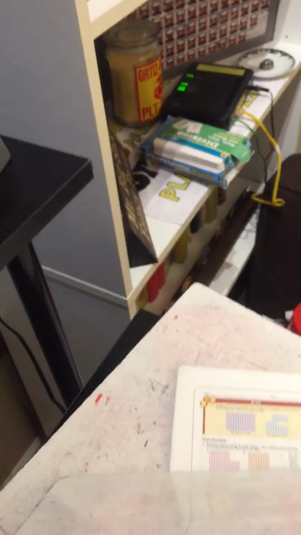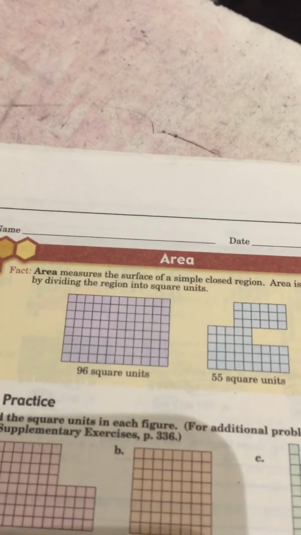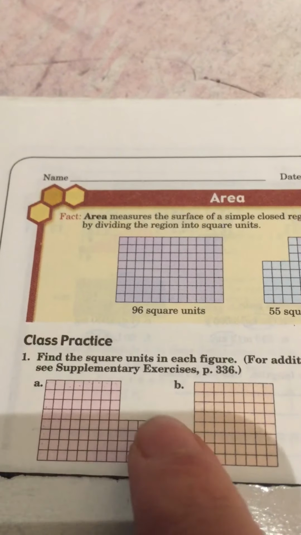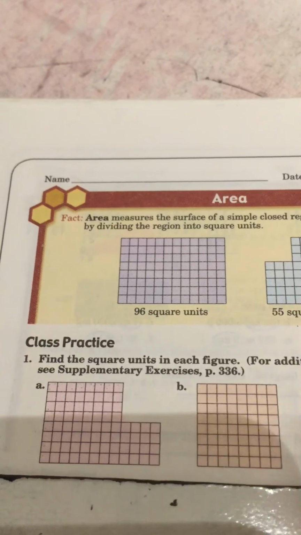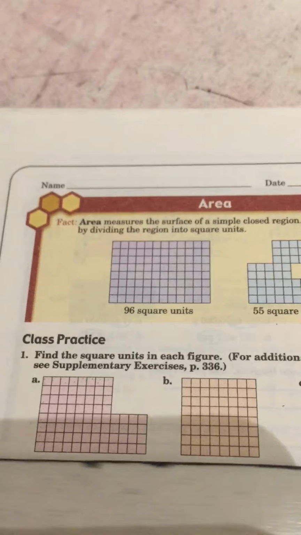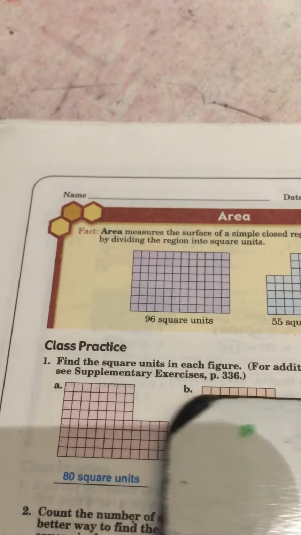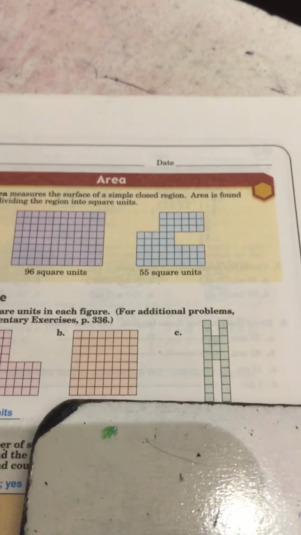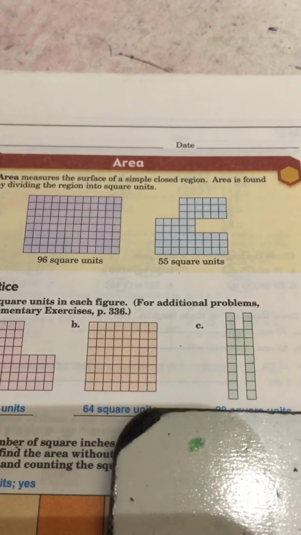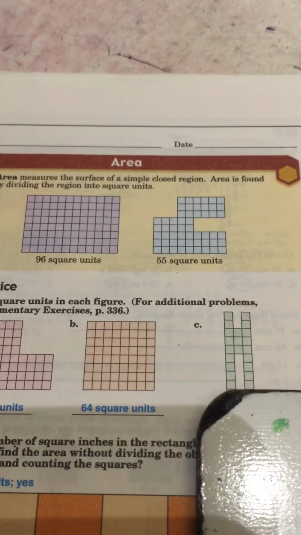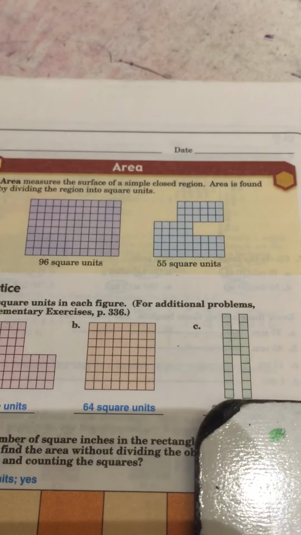So for your class practice, we're going to do these together because they're a little bit time consuming. So if we looked at this and counted all of these little squares, pause your video, count your squares, come back. If I can read, 80 squares. All right, next one. Pause your video, come back. 64 squares. Last one, pause your video and come back.